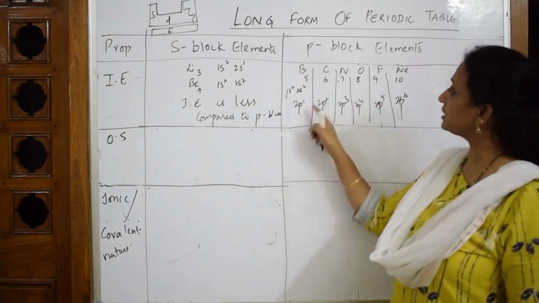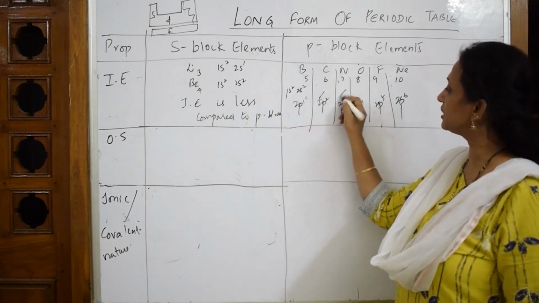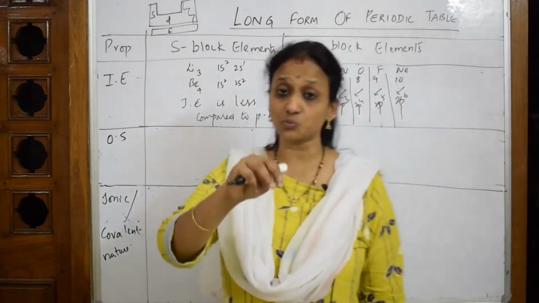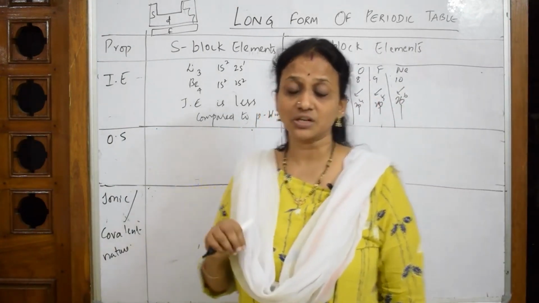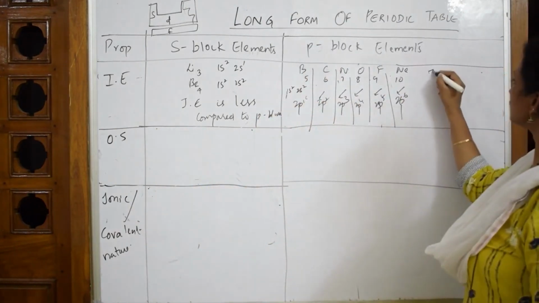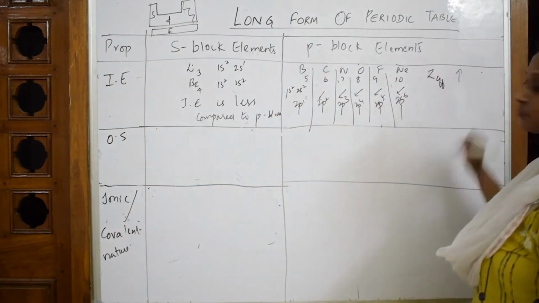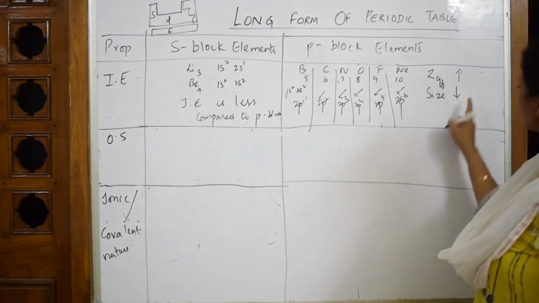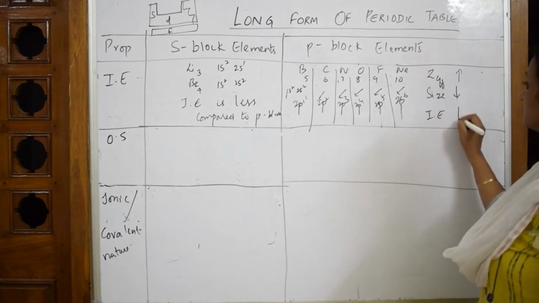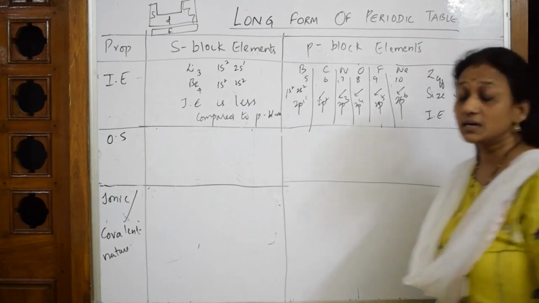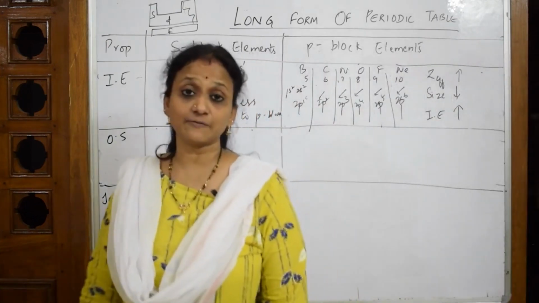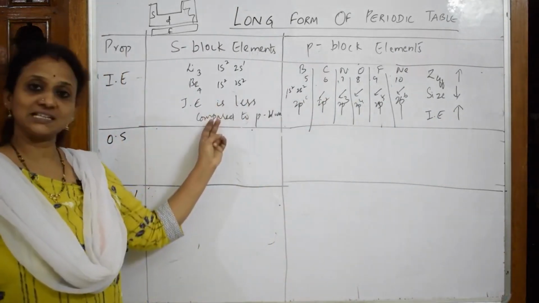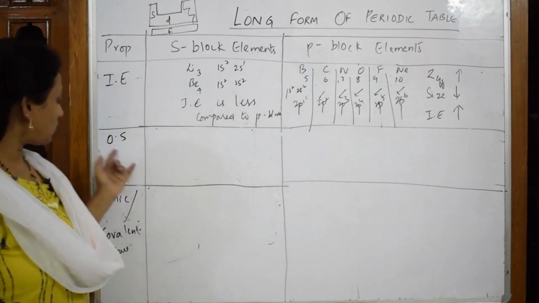Now what's happening? Every time the electron is adding to the p subshell only. So the nuclear charge, the Z effective, is more on that and it starts dragging the electron. When the Z effective is more, what will happen to the size? Size is less. When the size is less, the ionization energy will be more. The energy which I have to apply to remove an electron will be more. So compared to them, this is lesser. Here it is more.